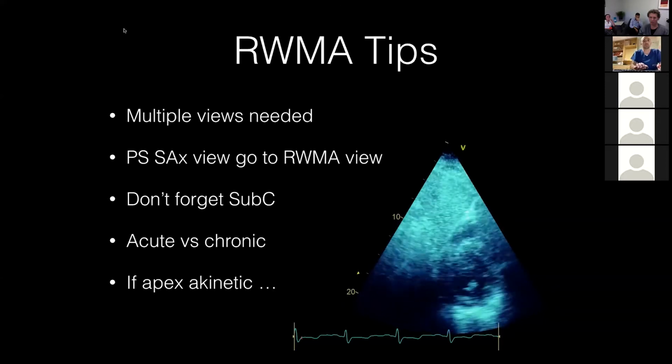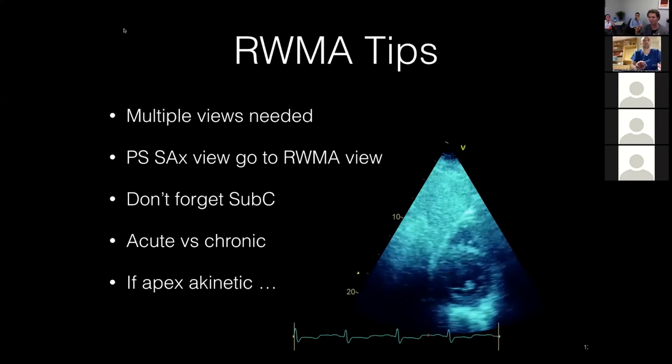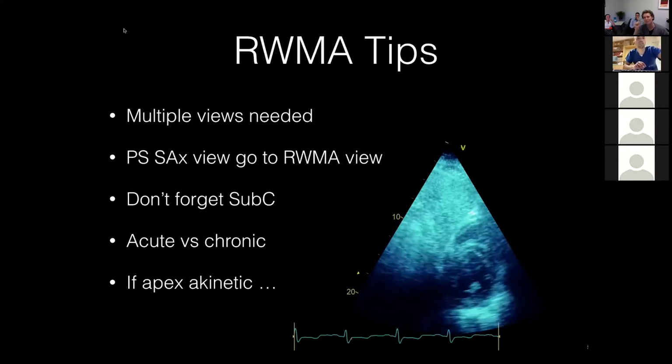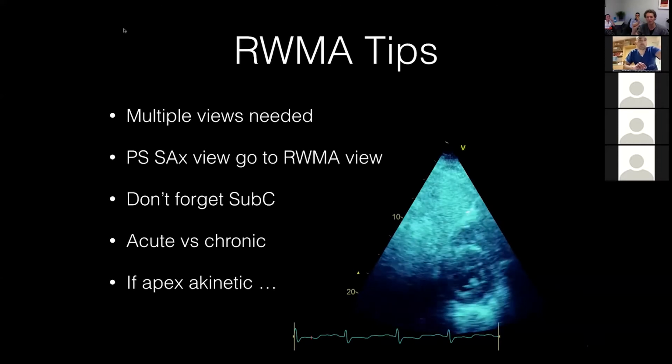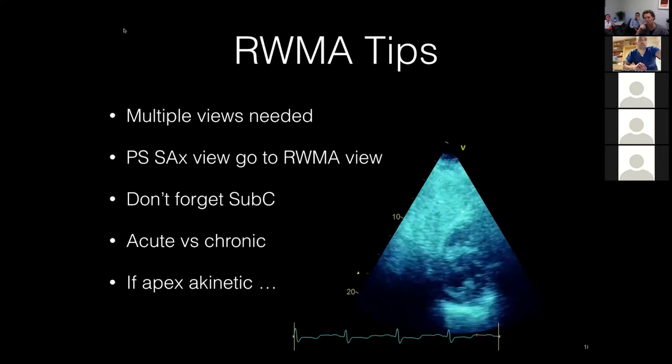What about acute versus chronic? So how can we determine acute versus chronic in ischemic heart disease? Lewis, do you want to have a quick crack at this? Talk to me about acute versus chronic in regional wall motion abnormalities. So how can you determine the difference? If you're seeing something that's not moving, how might you say if it was acute versus chronic?